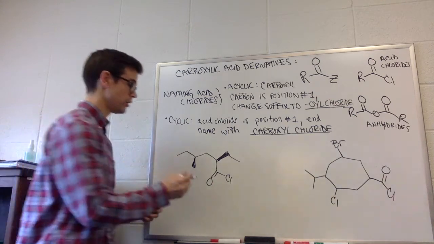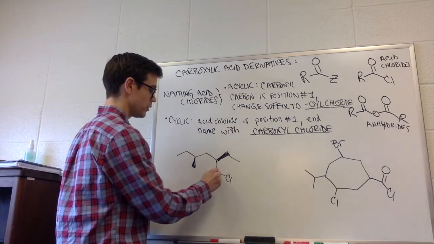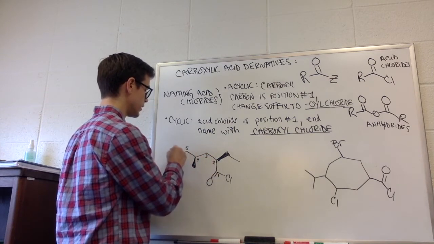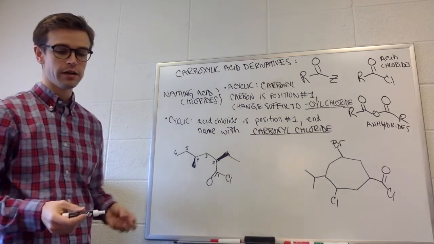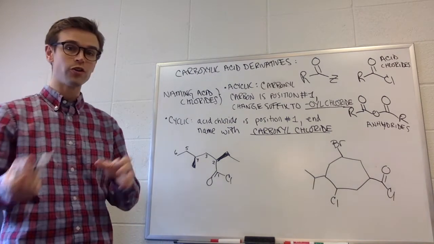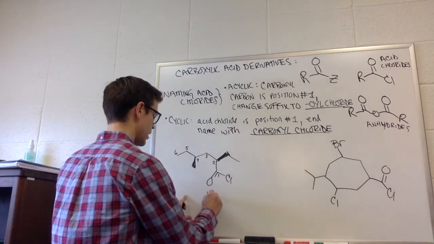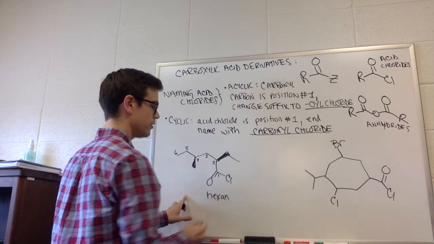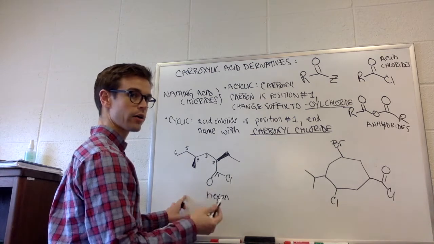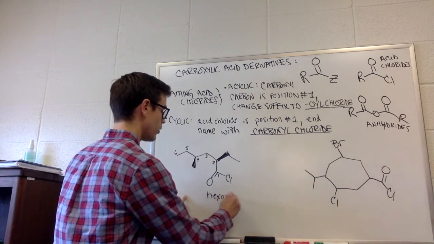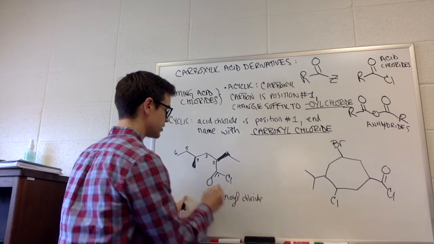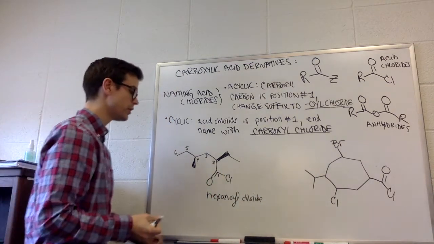Well, we are going to start with the carbonyl carbon as position 1. 1, 2, 3, 4, 5, 6. So we have a 6 carbon chain. So that's hexanoyl chloride. Hex for the 6 carbon long, AN because there is no alkene or alkyne, oyl chloride to explain the functional group at position 1.